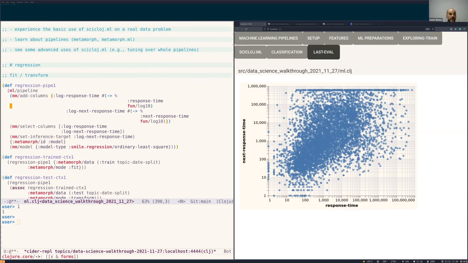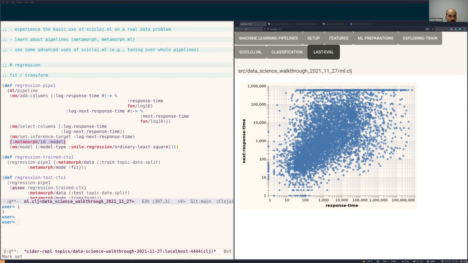Perfect, thank you. Like this set inference target, for example. All these functions are of this version that doesn't act on a dataset, but on a dataset in a bucket, which is just a Clojure map that has this dataset as one of the members with a special key. And so we are selecting the columns and marking this column, log next response time, as our target.